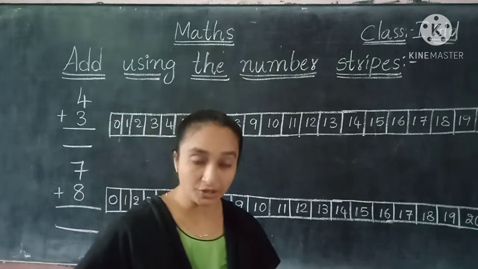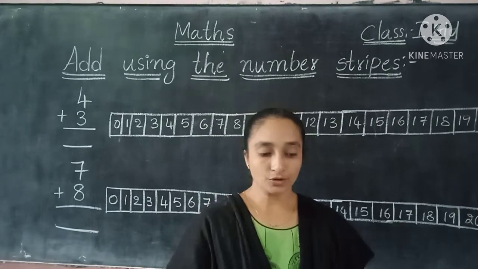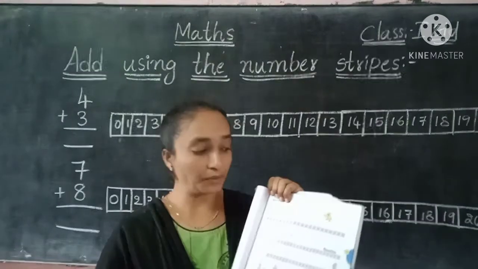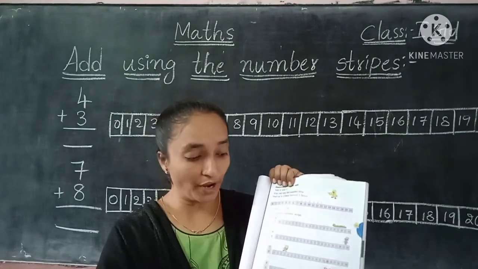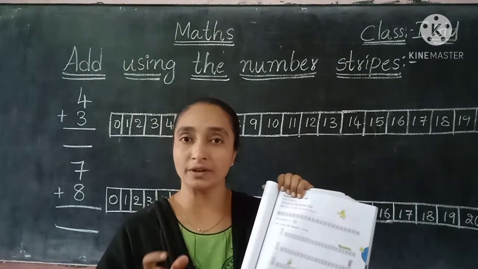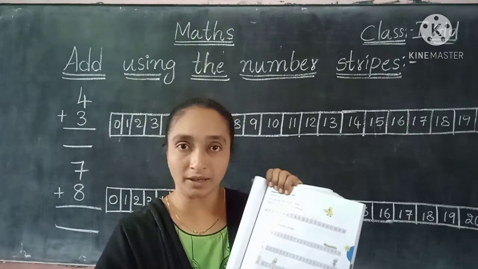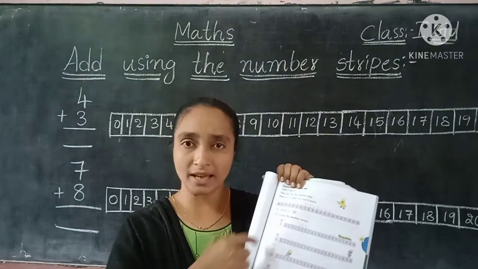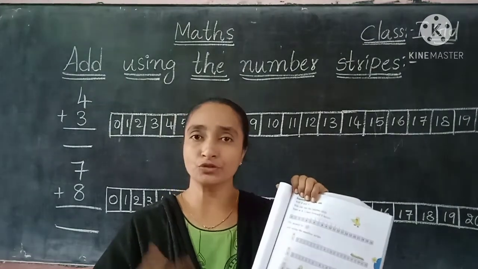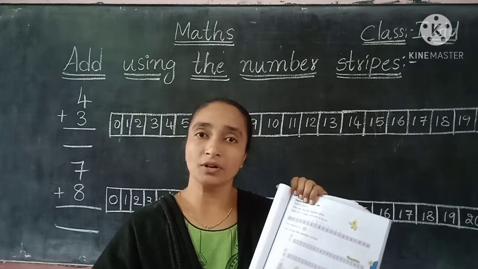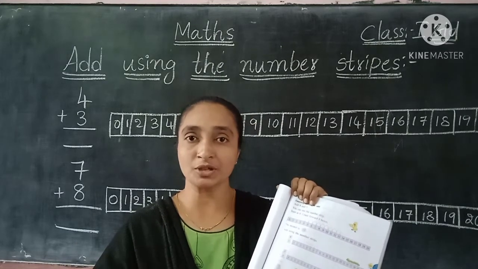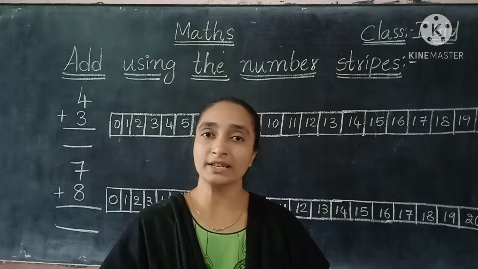In the textbook, page number 141. So here, children, they have given one example for us. They have given only 5 number strips. The number strips are already given there. They have just given us sums here. So we have to draw that on the number strips. By using the number strips, we have to write down the answer. So very easy, children.